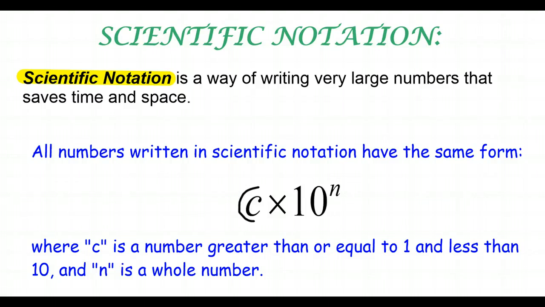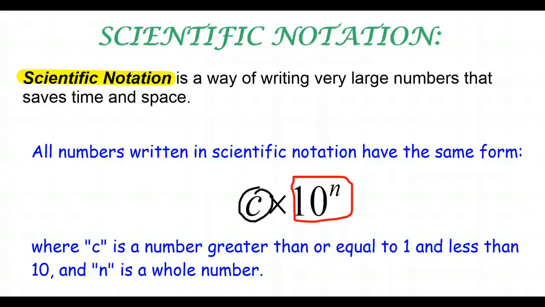First, we have this number c, and that number c is some number between 1 and 10. It could be 1, but it can't be 10. And that c is multiplied by 10 to the n, where n is just some whole number. It could be positive, it could be negative, but for right now, we are only talking about n's that would be positive and therefore be talking about very, very large numbers.